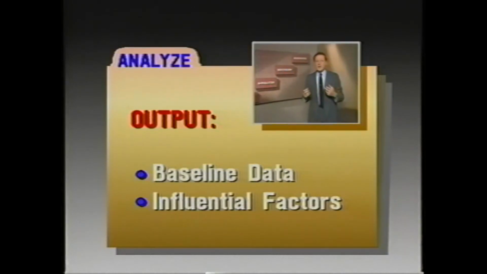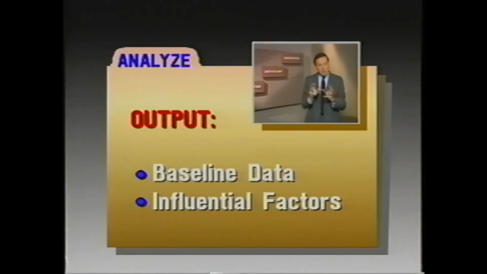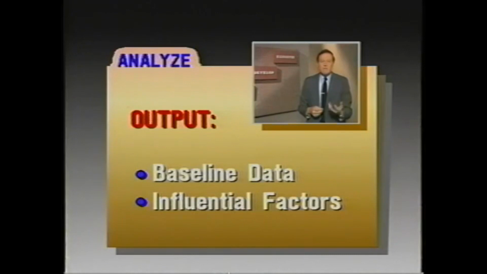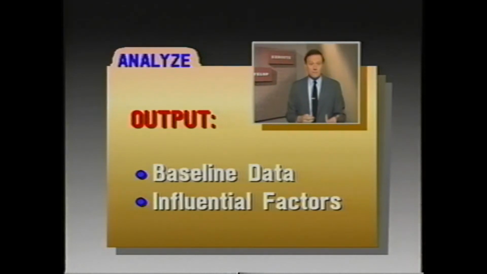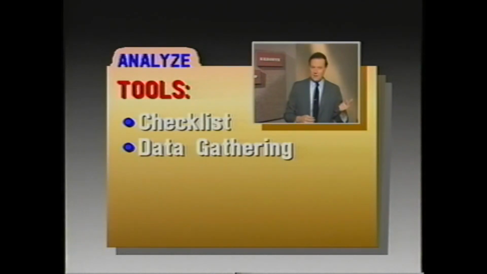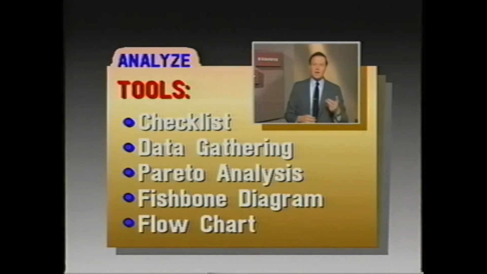Now, to do that, you're going to have to decide what you need to know about that problem. And you're going to have to collect information in such a way that gives you patterns. It's those patterns that will help you determine the root causes or the most influential factors of the problem. And we've got some tools to help you do that. Those tools include forming a checklist, data gathering, Pareto analysis, Fishbone diagramming, and flowcharting. You may not need them all, but every one of them is a powerful tool to help you organize and analyze information.